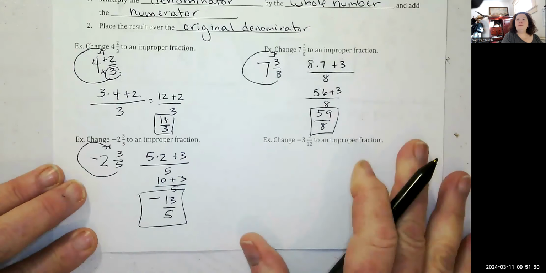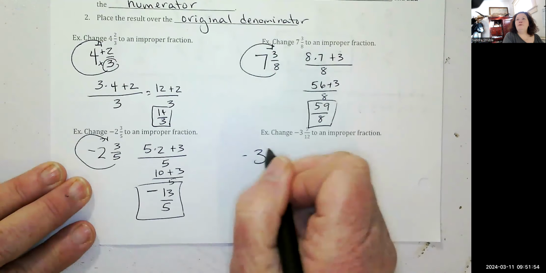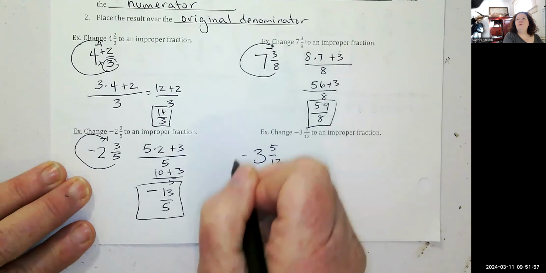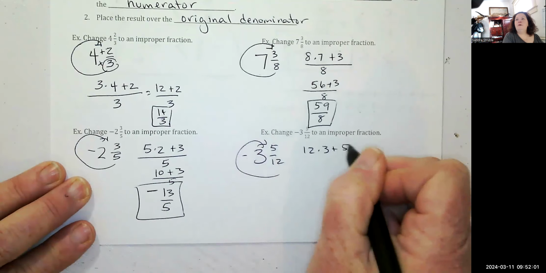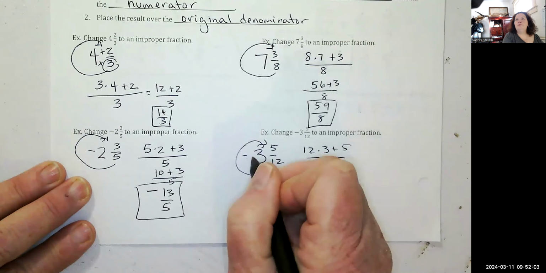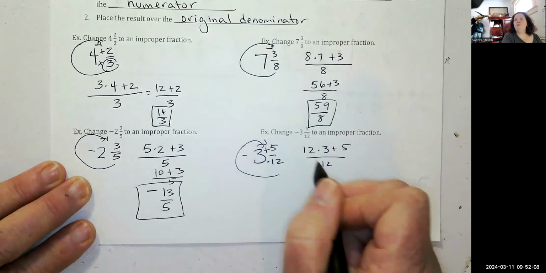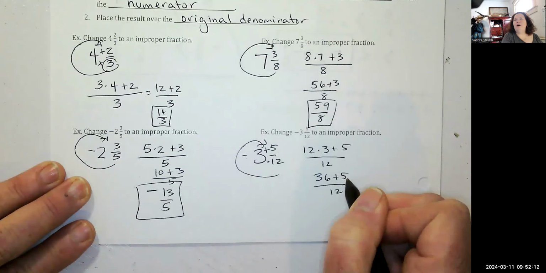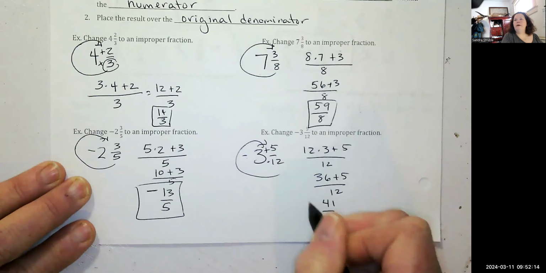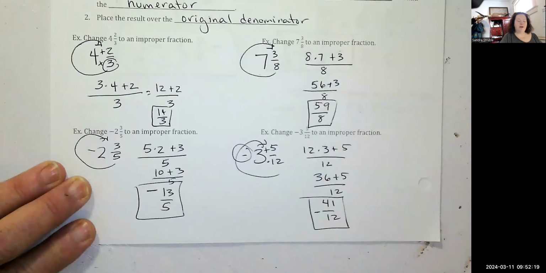Okay. Pause the video and attempt this next one yourself. I'm just going to go -3 and 5/12 around the world. 12 times 3 plus 5 over 12. 12 times 3 plus 5. It helps you to see it that way. 12 times 3 is 36. 36 plus 5 is 41. And that is our improper fraction. Oops, forgot my negative. There we go. All right.